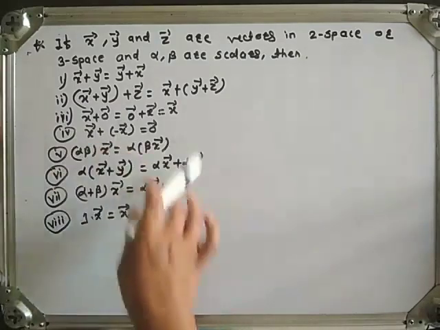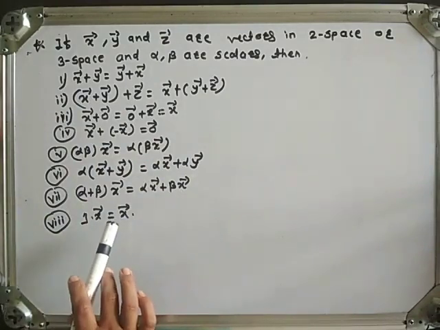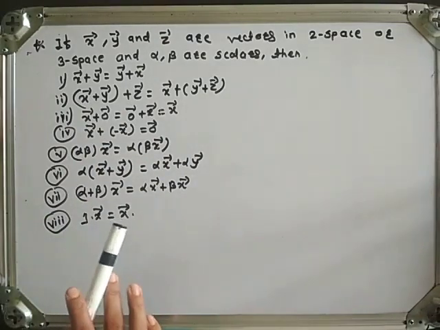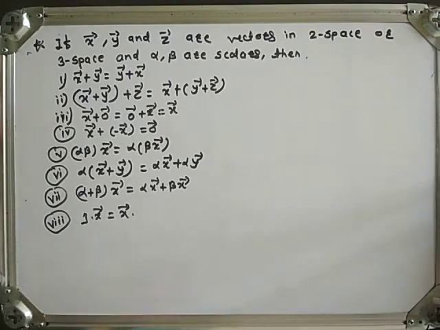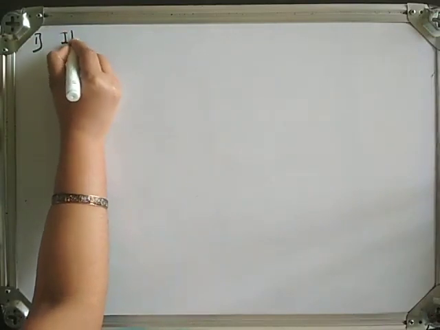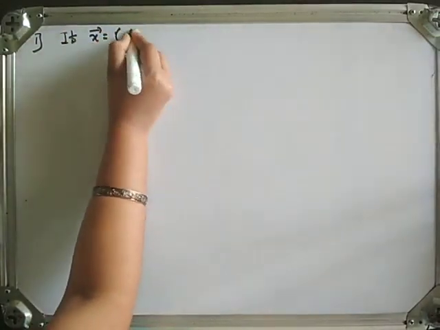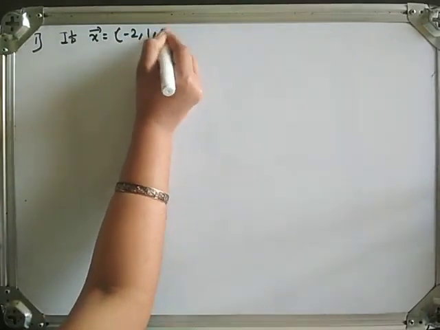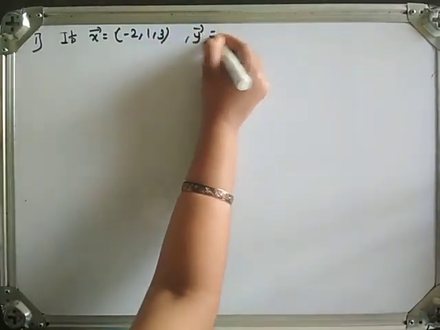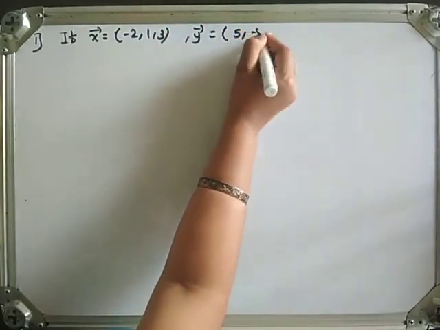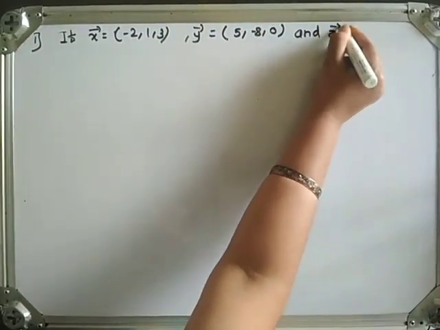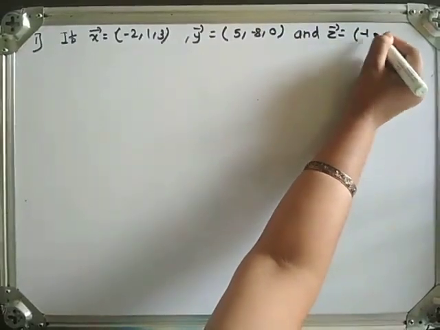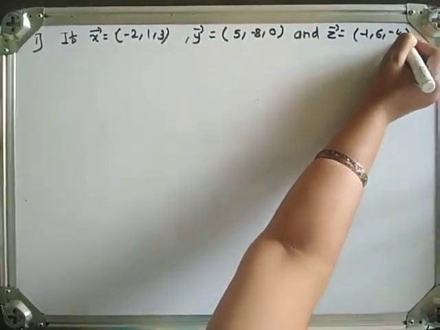Okay, these are the properties of addition of vectors and multiplication by scalars in two space or three space. Now we will see examples on these properties. Let us take the first example. If x bar is equal to vector (-2, 1, 3), y bar is equal to vector (5, -8, 0), and z bar is equal to vector (-1, 6, -4).